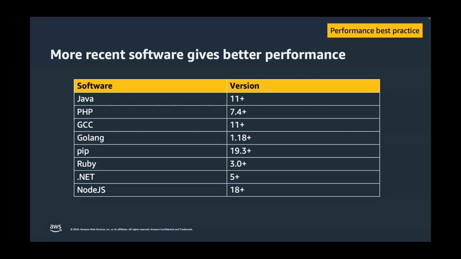And the software does not include just the programming language, but it also applies to the libraries that you are using. It also applies to the operating system that you are using. So if you are still on Amazon Linux 2, you will get better performance once you migrate on to Amazon Linux 2023 on Graviton instances as well.